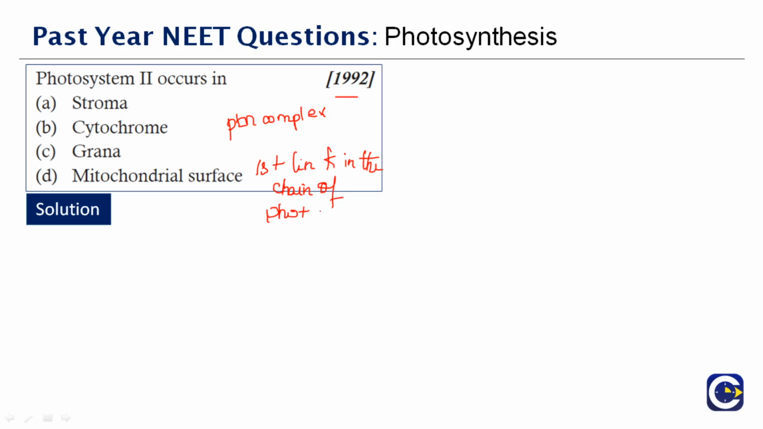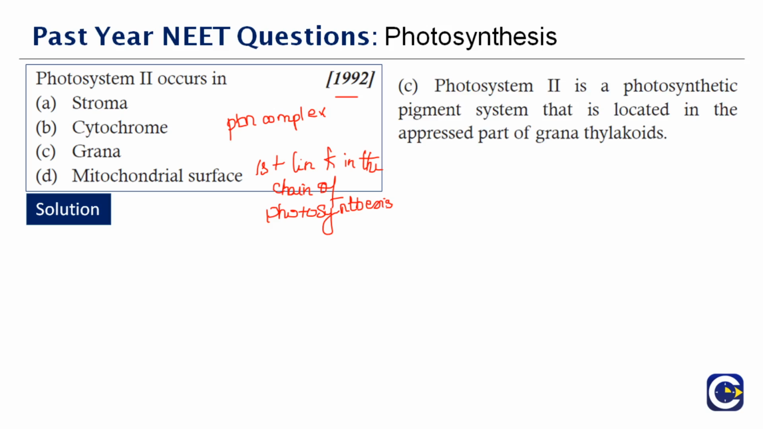Other than that, it captures photons. Photons are what? They are light. It captures photons and uses the energy to extract electrons from water molecules. When the electrons are removed, the water molecules are broken down into oxygen gas, which bubbles away, and hydrogen ions, which are used to power the ATP synthesis. Now where does this process take place? It is located in the grana thylakoids. So the correct answer is option C.